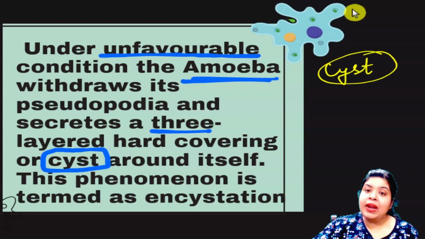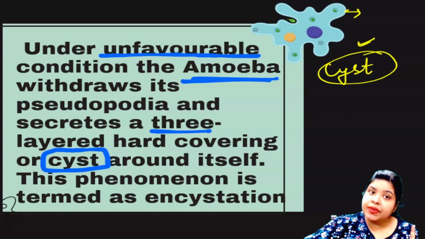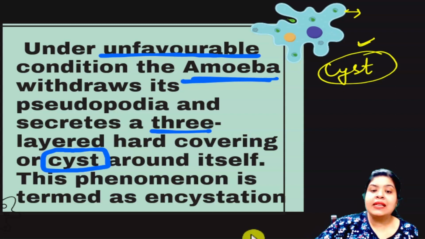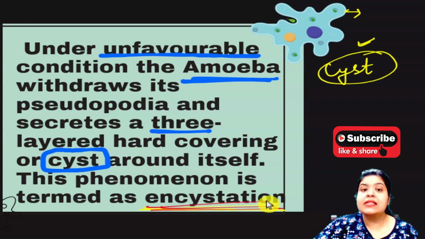Fine, they are withdrawing it, and instead of that, they form a hard covering around the entire outer surface, and this is called the cyst. Okay, and what is this phenomenon called? This phenomenon is called encystation. So the formation of a cyst around the body is what you call encystation, and this is very common in amoeba during unfavorable conditions, when the environmental conditions are not favorable for them to survive. So this is how they protect themselves. Okay, and the phenomenon is called encystation. Remember this term, it is important, encystation.